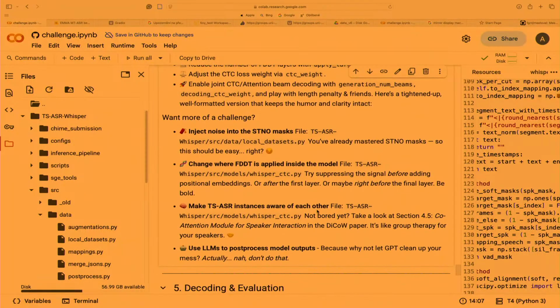And yeah, there is an even more challenging thing, which is to make TSASR instances aware of each other. So now I just decode one speaker, but I don't know about the other speaker. I don't know what the other instance of the model decided to decode. So in some scenarios, it can happen that you basically decode the same thing twice.